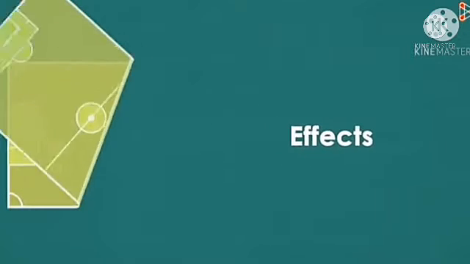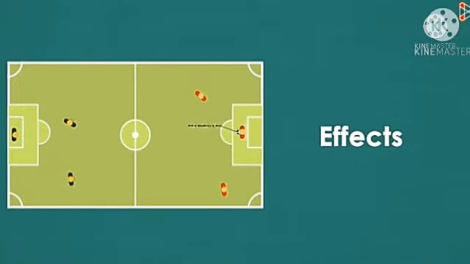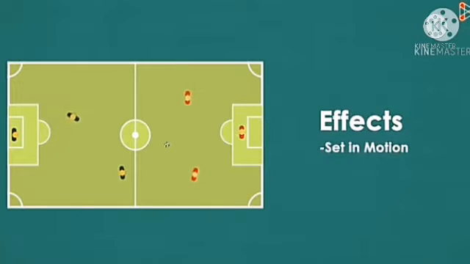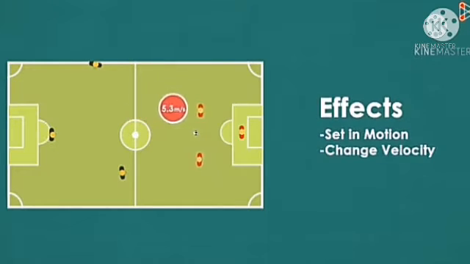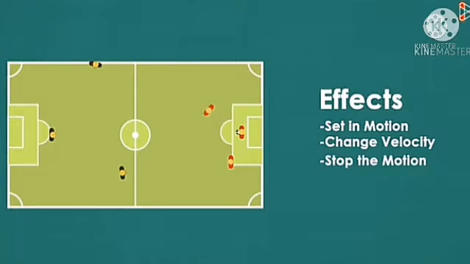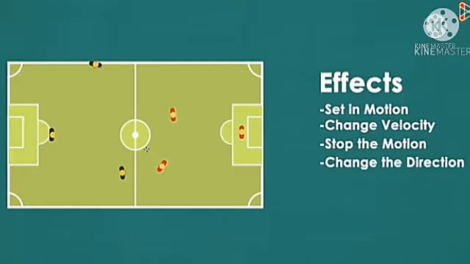Effect of force. Number one, force brings about motion. This simply means force sets an object in motion. A resting object is set in motion by force. Force also changes the velocity of an object. This simply means that force can increase the velocity or the speed of an object. Force also stops motion. A moving object can be stopped by force. Force also changes the direction of an object.